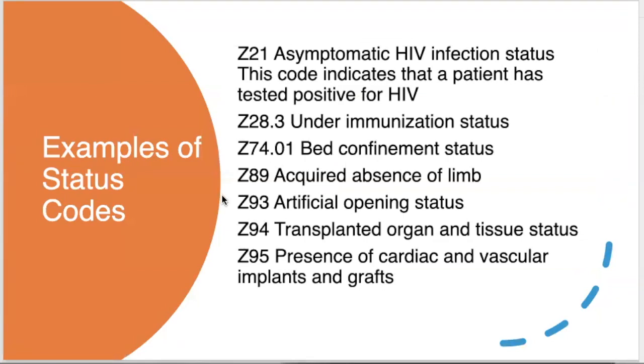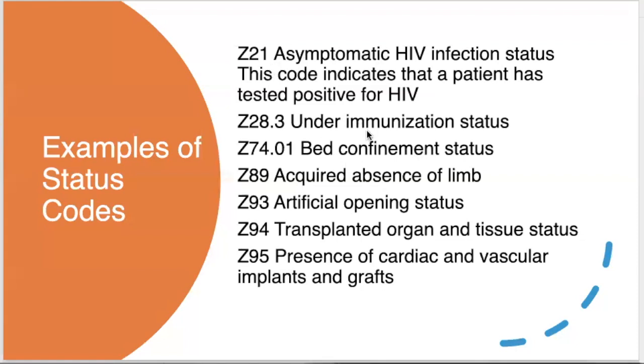Examples of status codes. Okay, so status codes, guys, Z codes can be assigned to indicate or declare status. Examples of status codes, look here. HIV status, actually, if it's asymptomatic, you assign Z21. This code indicates that a patient has tested positive for HIV, not necessarily full-blown AIDS, but the patient has tested positive and is asymptomatic. This is a status. You are to assign Z21.